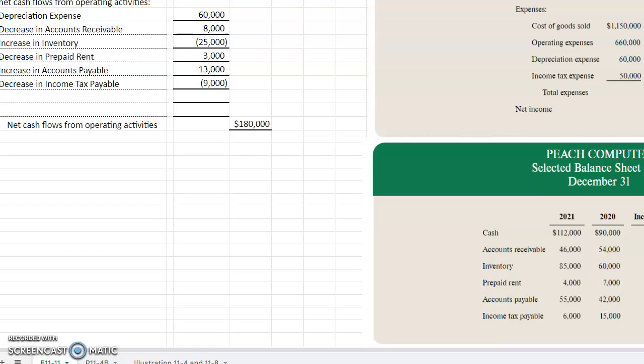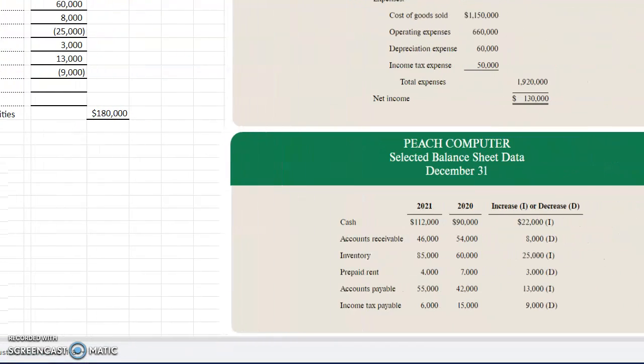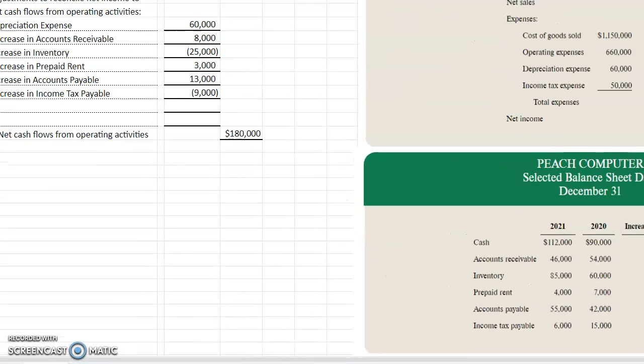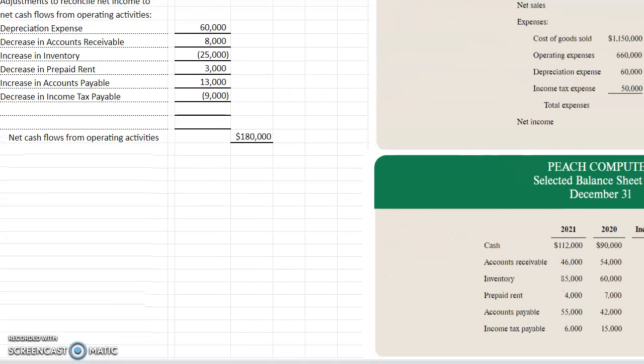Okay, on to the liabilities. Okay, accounts payable increased $13,000. If accounts payable increases, that means we purchased more things but didn't pay cash. So again, that's going to be a positive increase in this category.